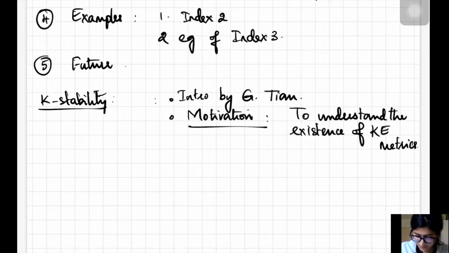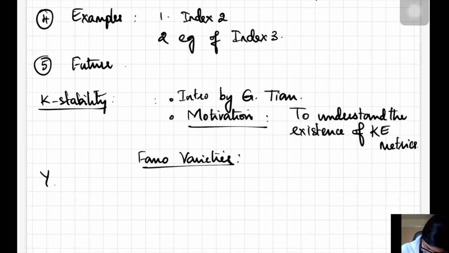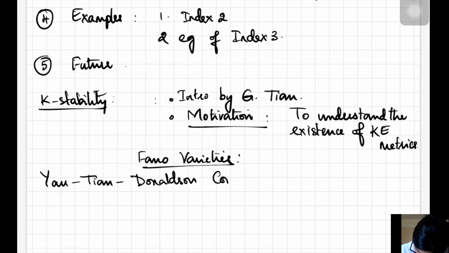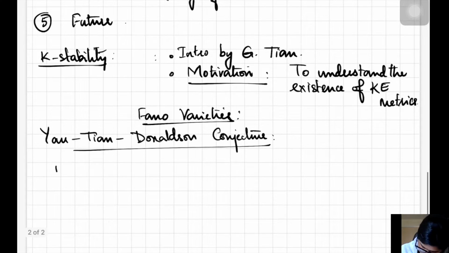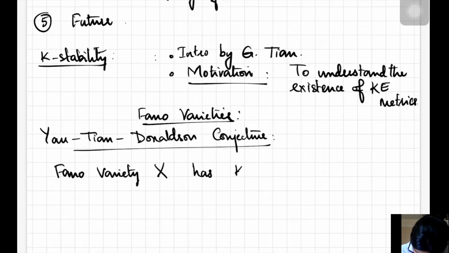And in the case of Fano varieties, there was a huge breakthrough because of the following conjecture. So we have the Yau-Tian-Donaldson conjecture, which basically states that if you take any Fano variety, say X, it has the Kahler-Einstein metric if and only if X is K-poly stable.